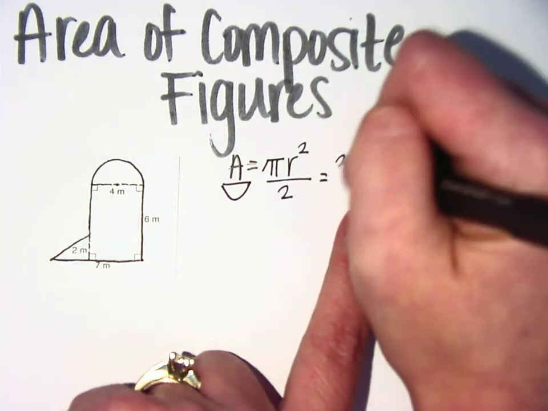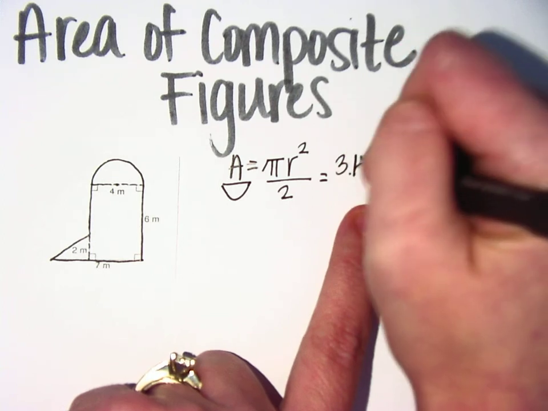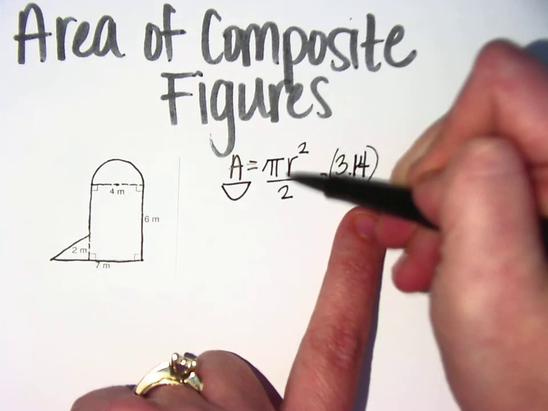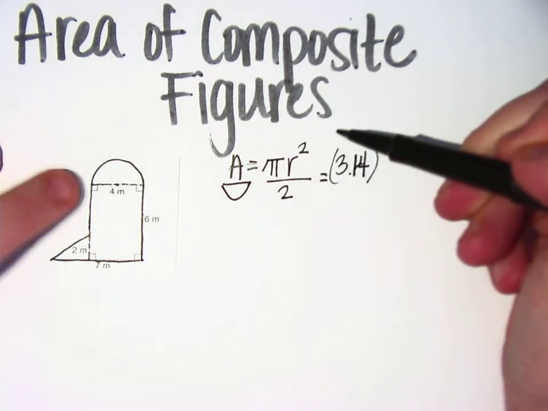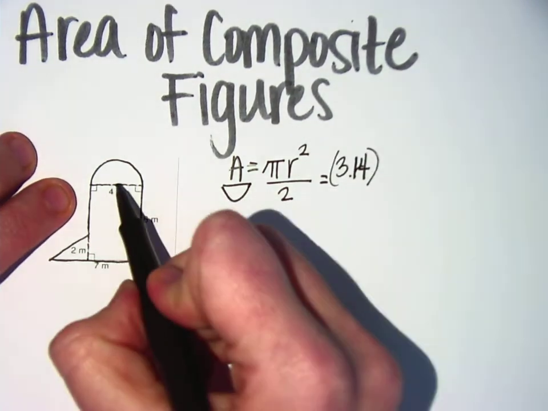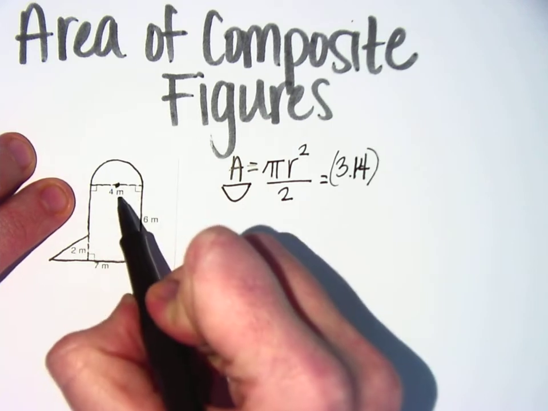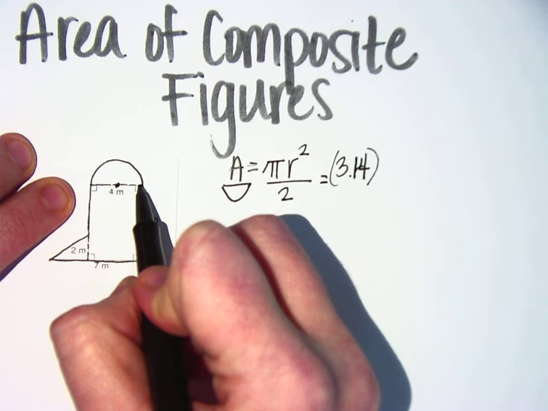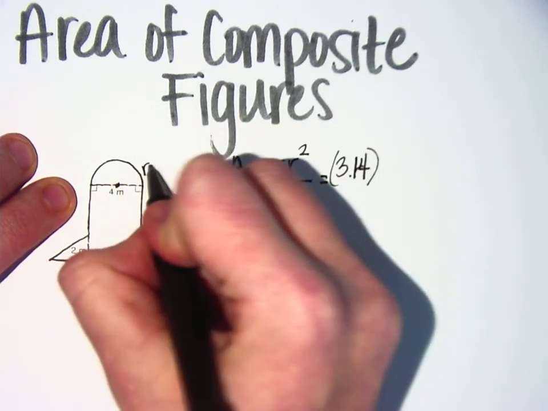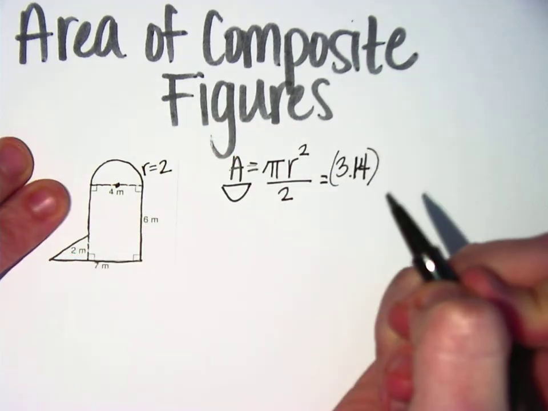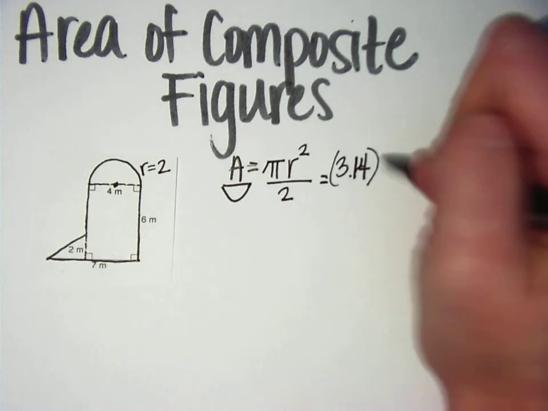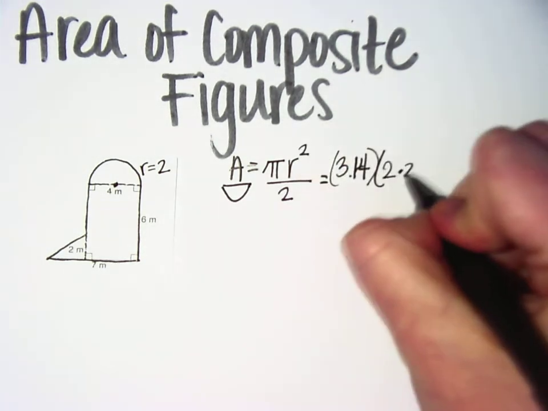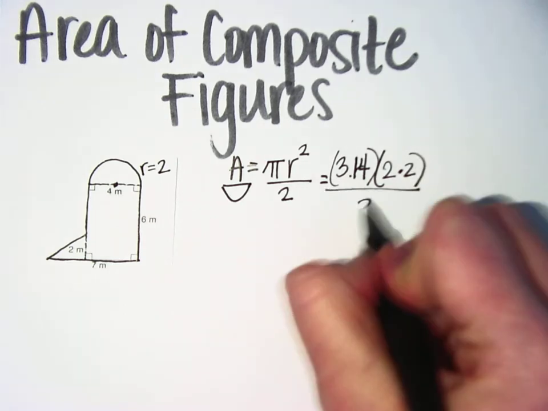So we know that pi is 3.14, and we're going to multiply that times r squared. Let's look over here at the shape. What's given to us is 4 meters, but 4 meters is actually the diameter, so we have to understand that our radius is actually 2. We're going to square the radius, so I'm going to put 2 times 2, and then divide it by 2.